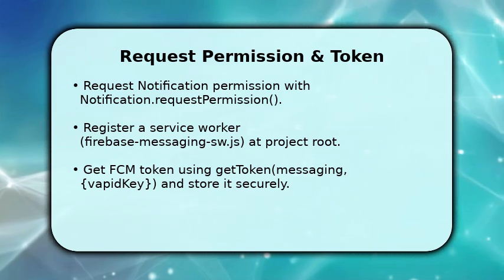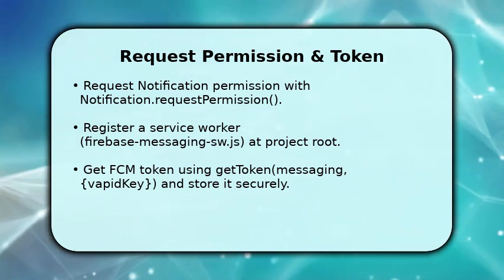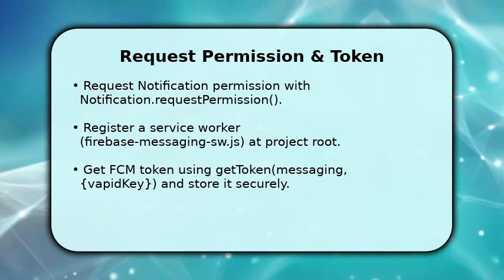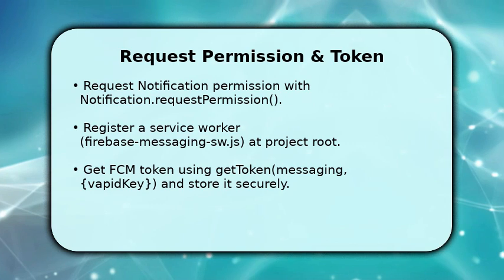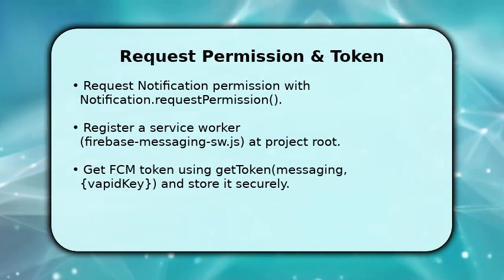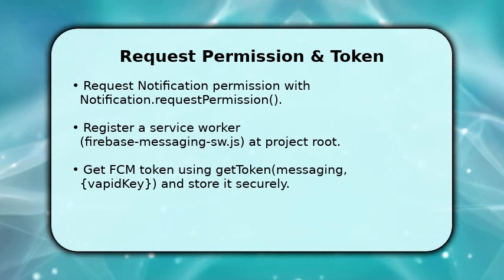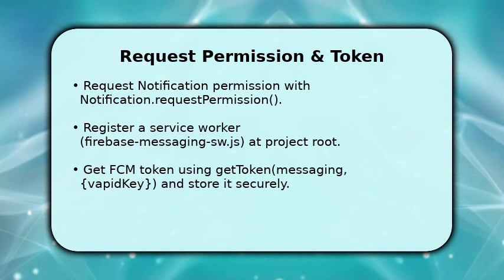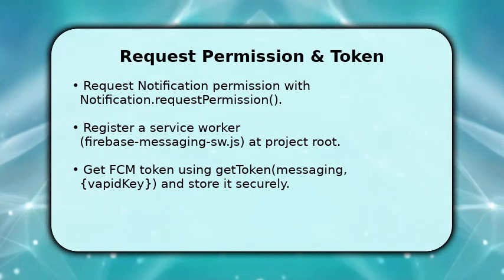Once permission is granted, call getToken(messaging, {vapidKey: your public VAPID key}) to obtain the FCM registration token. Save that token in your user database and refresh it when the token changes. Make sure to handle denied permission gracefully and prompt again later if appropriate.